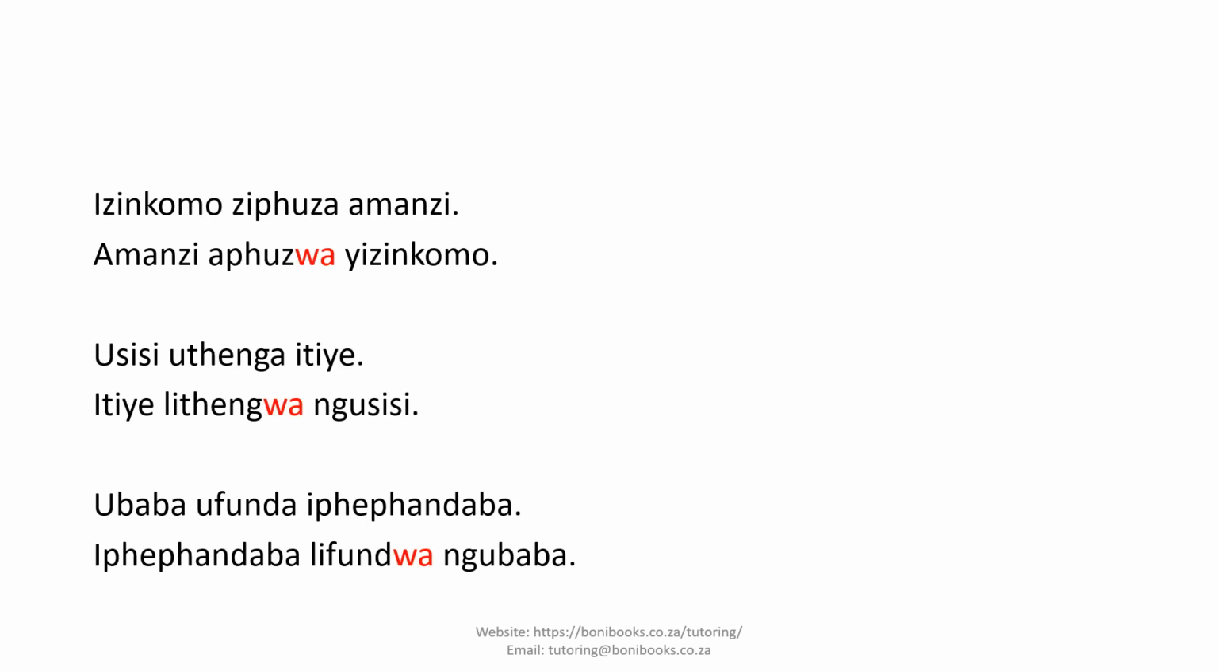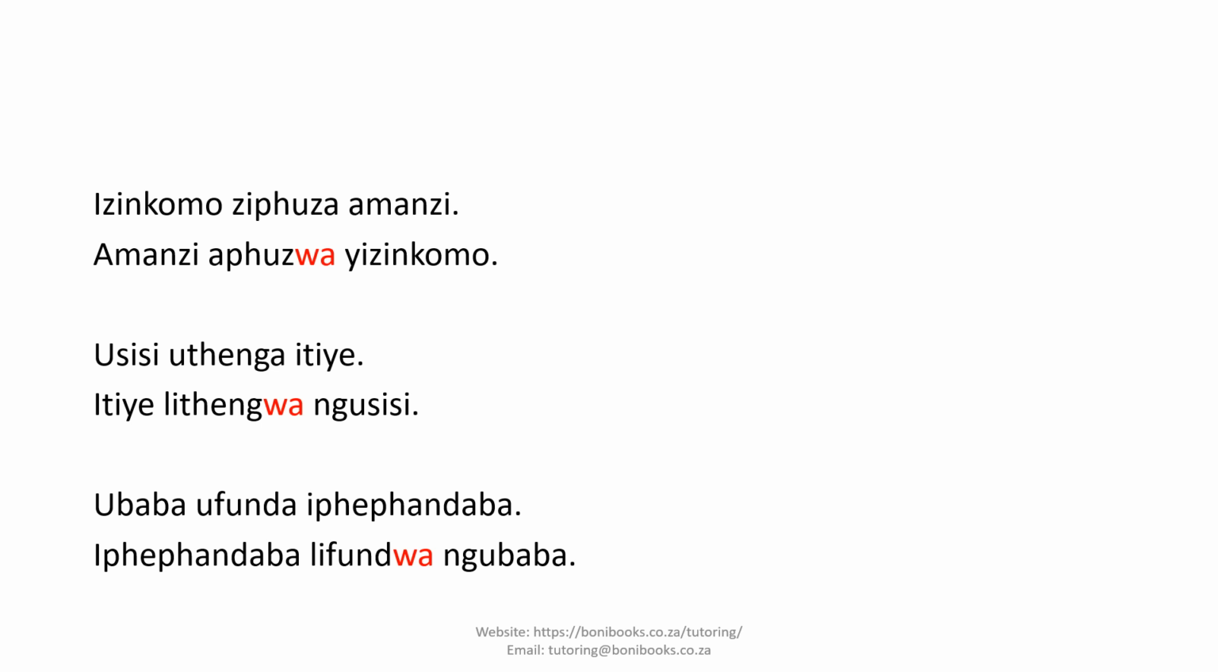Okay, let's look at these sentences first before we look at the monosyllabics. Okay, izinkomo ziphuza amanzi. So what we are noticing here, from that sentence, we're starting with the object. Izinkomo lapha, subject. Ziphuza is a verb. Amanzi is the object. But when we're making it passive, sizothi amanzi aphuzwa yizinkomo. Okay, yizinkomo because inkomo begins with an I.